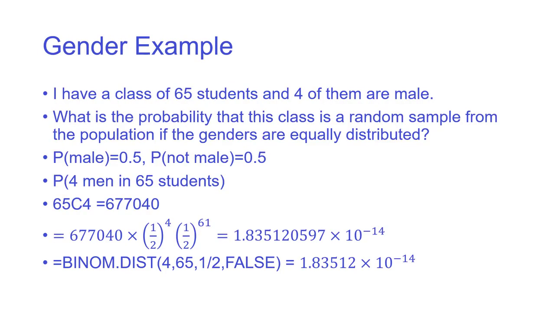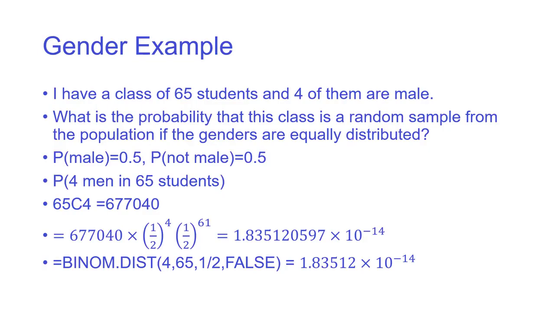Now, let's consider another example in terms of gender. So I have a class of 65 students and 4 of them are male. This actually occurred a few years ago when I was teaching a postgraduate class, and I had 4 men and 61 women. So what's the probability that this class is a random sample from the population if the population of genders are equally distributed? So the probability of having a man and a woman within the class is equal.